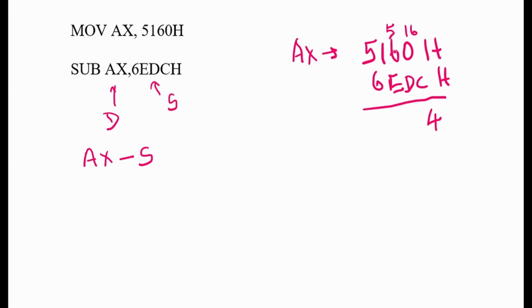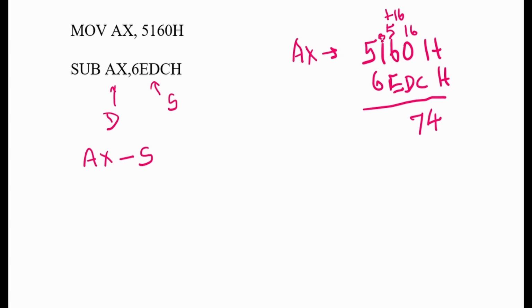Now you have 5. From 5 you may not subtract D. So you borrow 1 from here. So this will become 0. But when you borrow 1, you have to add 16 with this. So 16 plus 5, 21. 21 minus D. D is 14. So 21 minus 14 is 7.